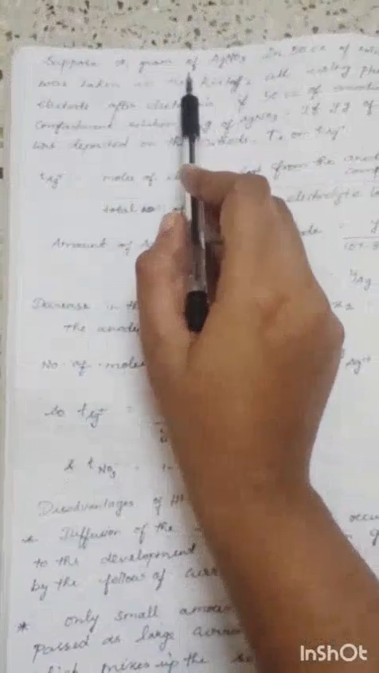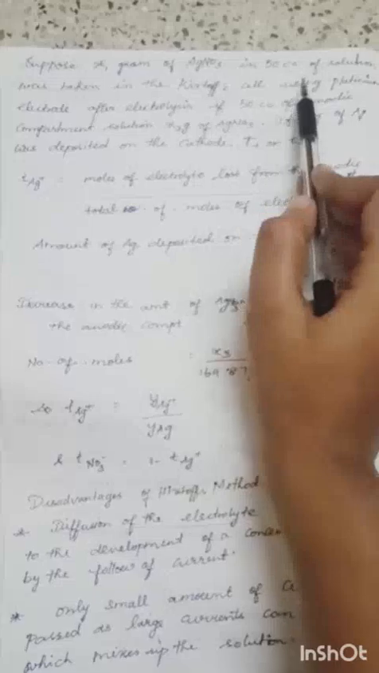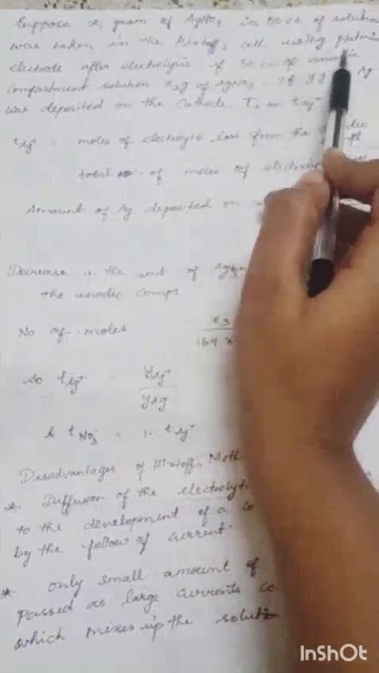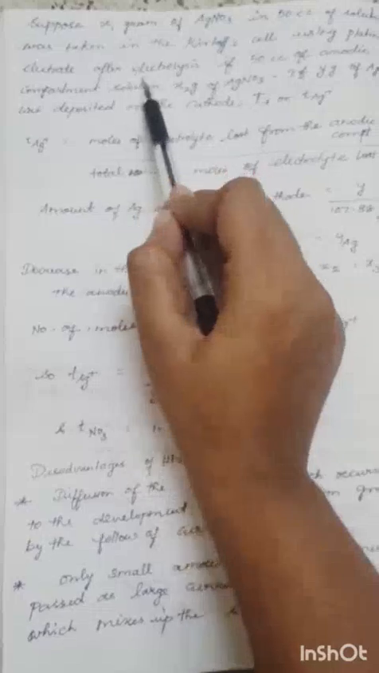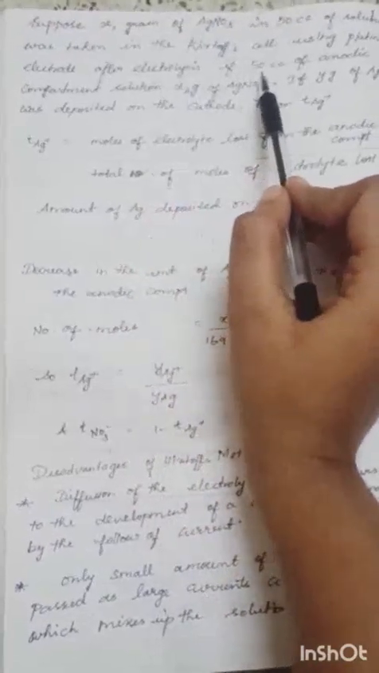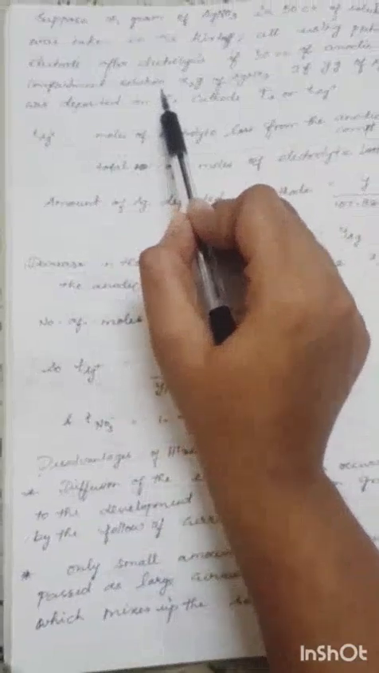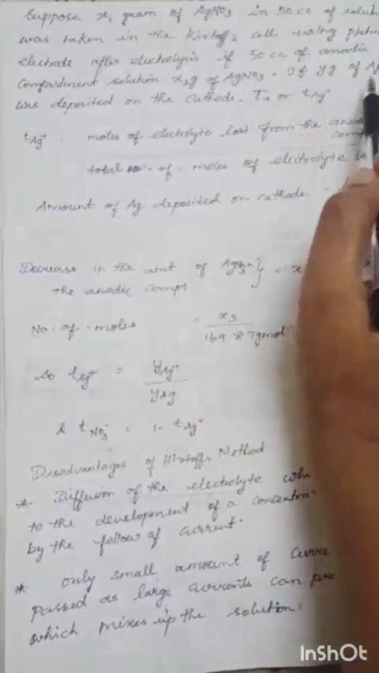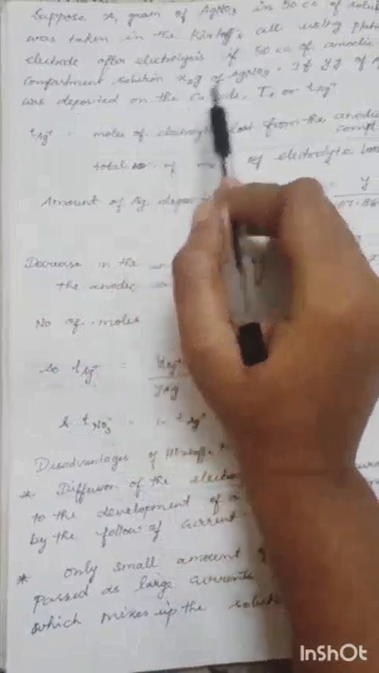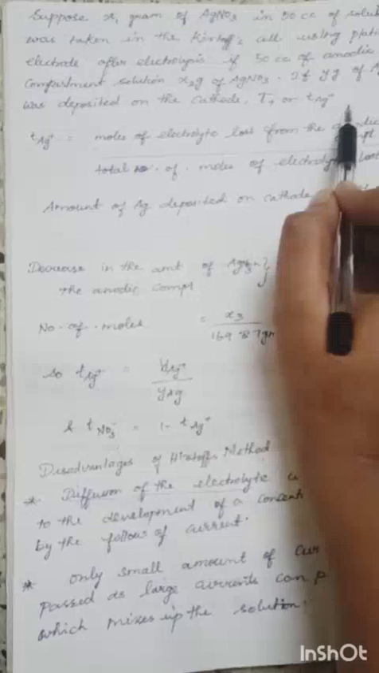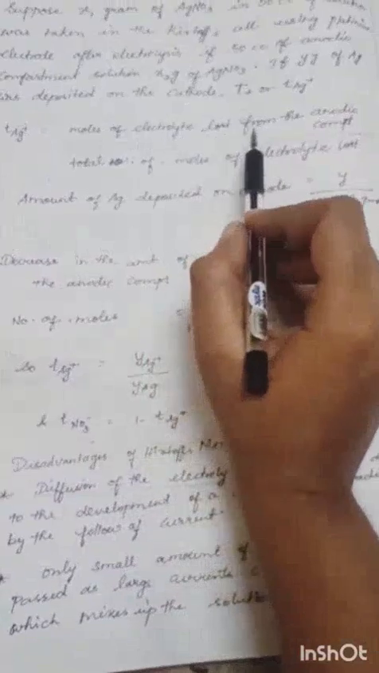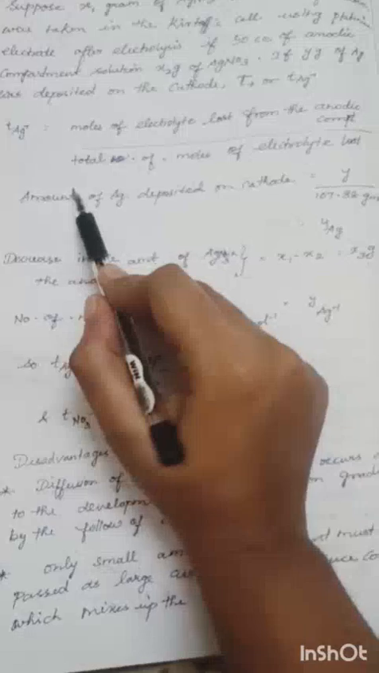Suppose x1 gram of AgNO3 in 500 cc of solution was taken in the Hittorf cell using platinum electrodes. After electrolysis, 500 cc of the anodic compartment solution contains x2 g of AgNO3. If y g of Ag was deposited on the cathode, find t of Ag+. t of Ag+ equals moles of electrolyte lost from the anodic compartment divided by the total number of moles of electrolyte lost.